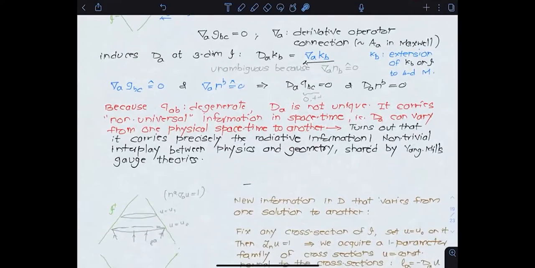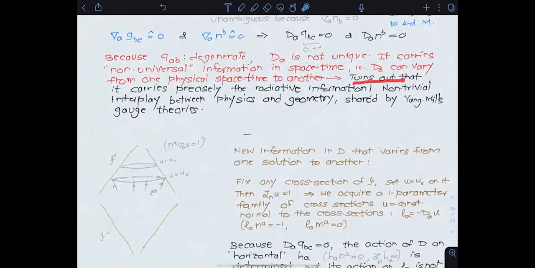And this is really the important point, that it turns out that this freedom is critical because these Ds carry precisely the radiative information. There's a very non-trivial interplay between physics and geometry, and this is shared by Yang-Mills fields, by Yang-Mills gauge theories, as well as, of course, in particular by Maxwell theory.